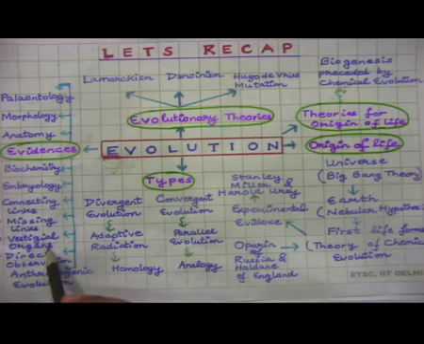Vestigial organs are those organs which have become rudimentary, but they were larger and functional in our ancestor. So, the vestigial organs also give us an evidence of the process of evolution. Then direct observation. There are many processes which we can directly observe and which give us an evidence of evolution.